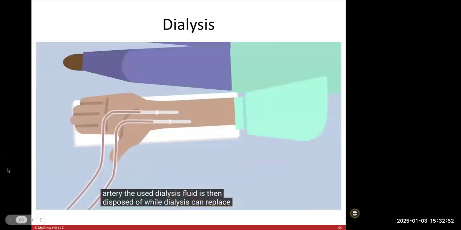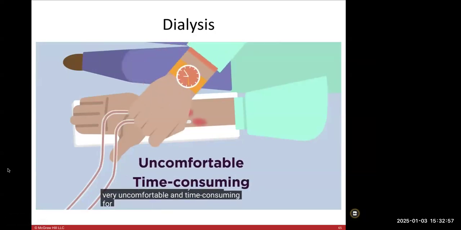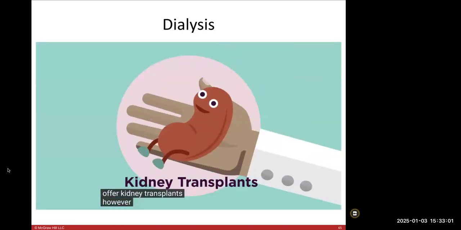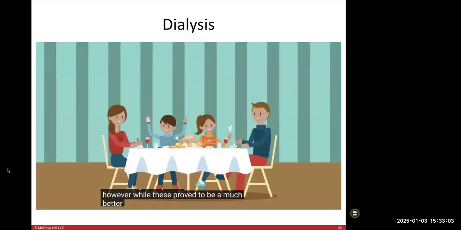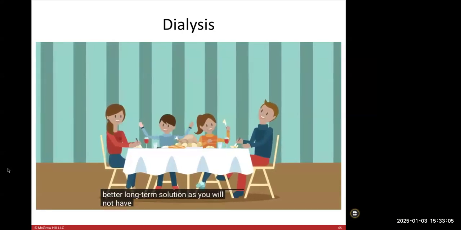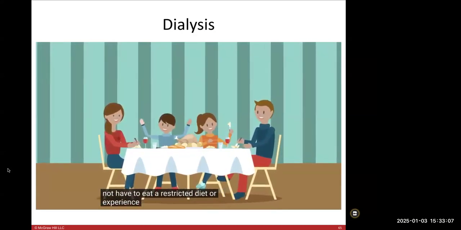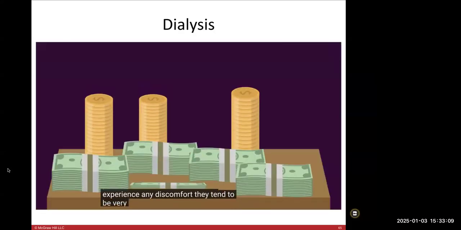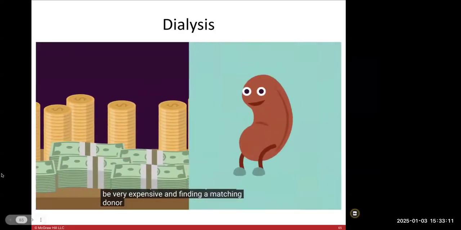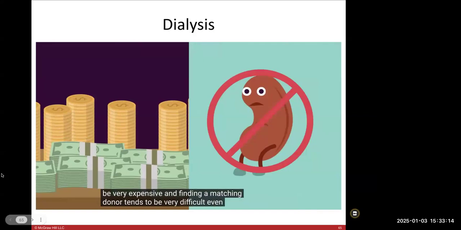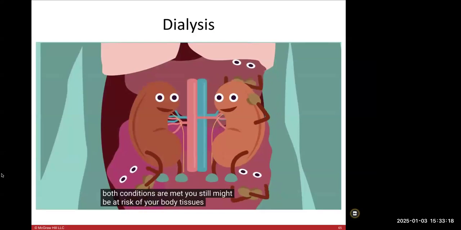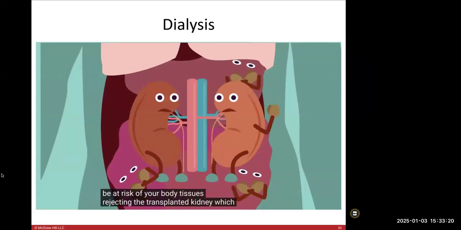While dialysis can replace the work of a failed kidney, it can be very uncomfortable and time consuming. For this reason, some people instead opt for kidney transplants. However, while these prove to be a much better long-term solution, as you will not have to eat a restricted diet or experience any discomfort, they tend to be very expensive, and finding a matching donor tends to be very difficult. Even if both conditions are met, you still might be at risk of your body tissues rejecting the transplanted kidney, which will require you to take immunosuppressive drugs.